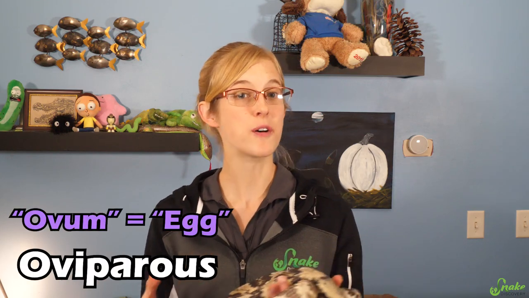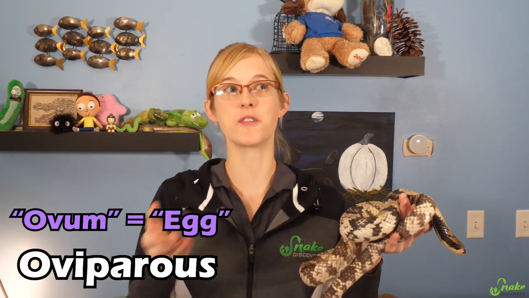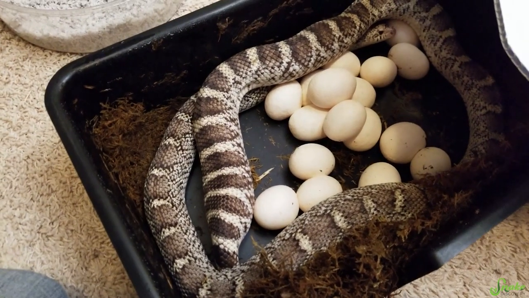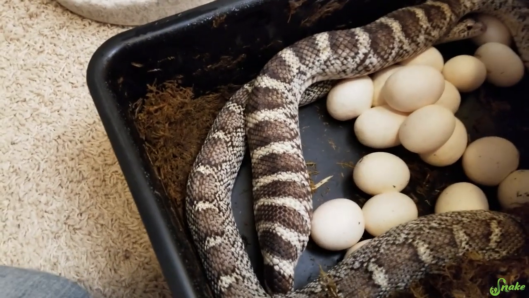Let's start with egg-laying species, since we're all pretty familiar with those. Snakes that lay eggs are considered oviparous. Ovum meaning egg in Latin, so oviparous means egg-laying method of reproduction. These snakes will develop eggs inside of their bodies, and then those eggs will of course be laid in an entire clutch at once, not just one at a time.